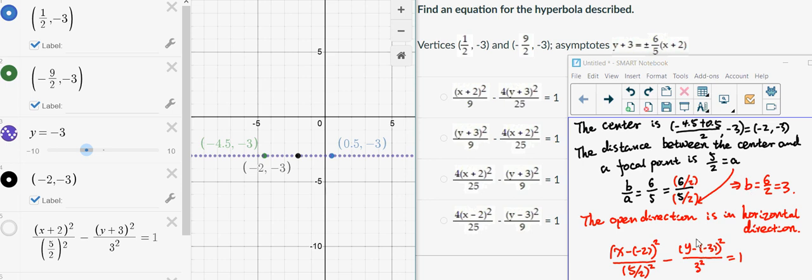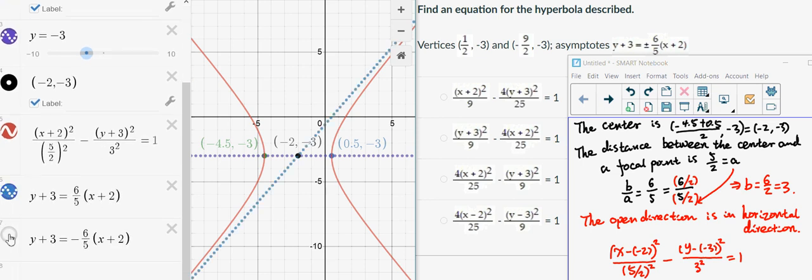Now, we're ready to write down the equation. Because, again, the center is (-2, -3), it should be x minus -2, y minus -3. And then down below, the x variable should have a, because whichever is positive should have a down below. We know the direction is horizontal, so a should be down below x, not below y. Okay? So basically, that should be the curve.